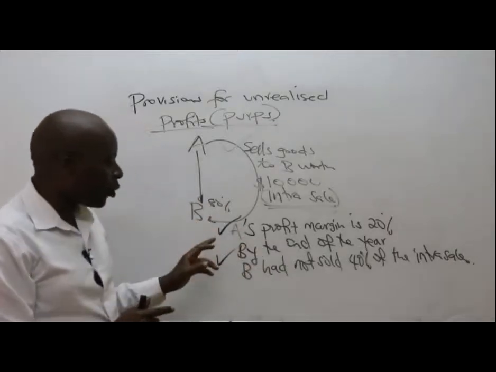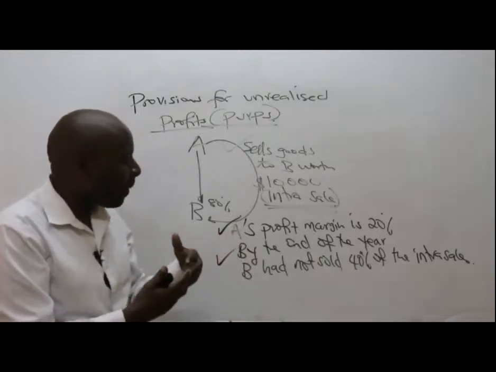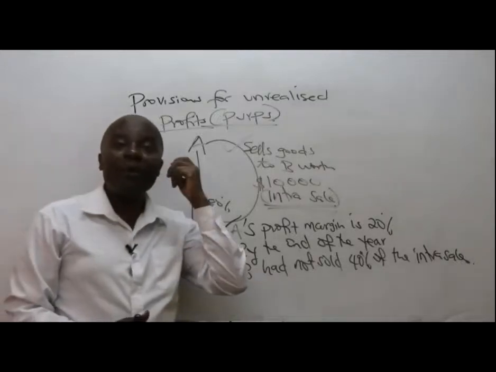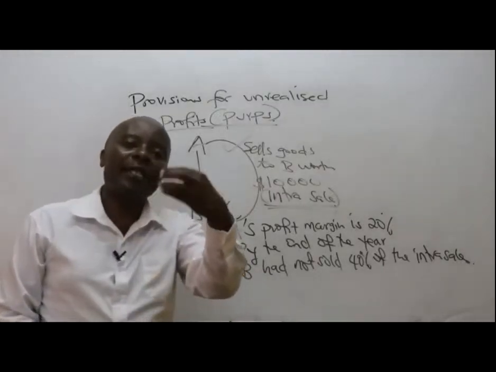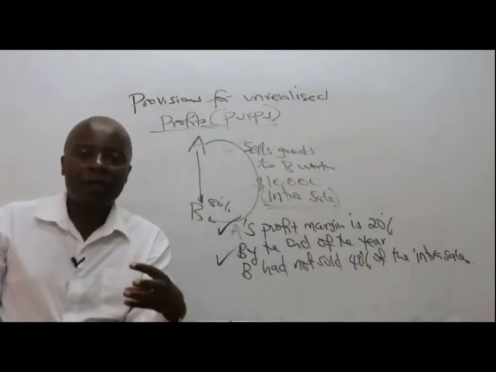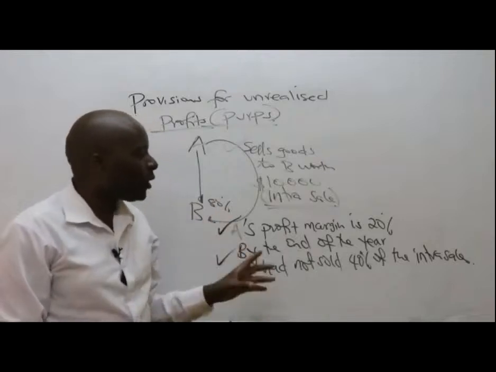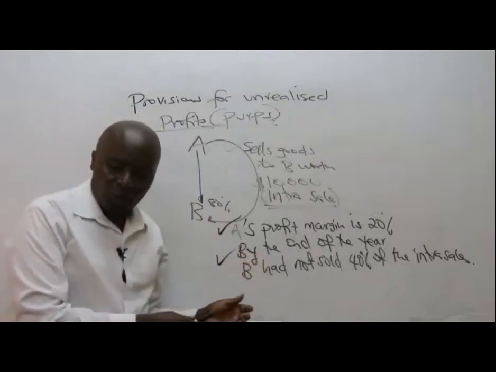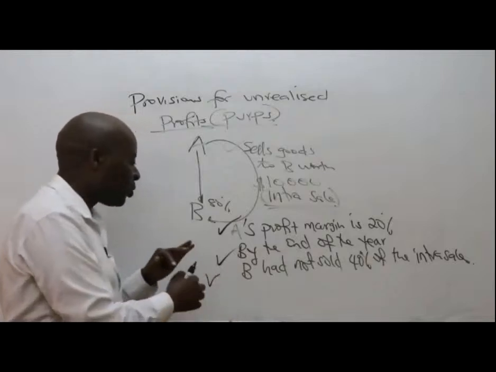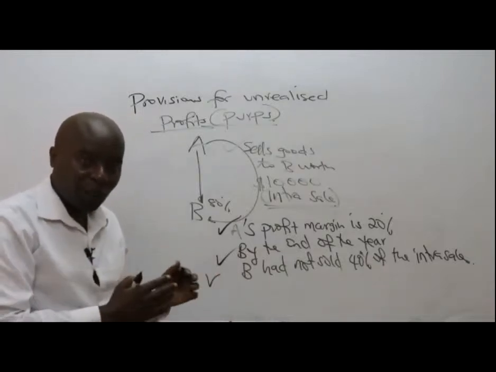Then we are told that by the end of this reporting year, B had not sold 40% of the intra-sales, meaning that B effectively had sold 60%. But we have unsold intra-sales of 40%. So we are required to calculate PAPs. The moment we understand this, we have understood the entire concept of today's class.